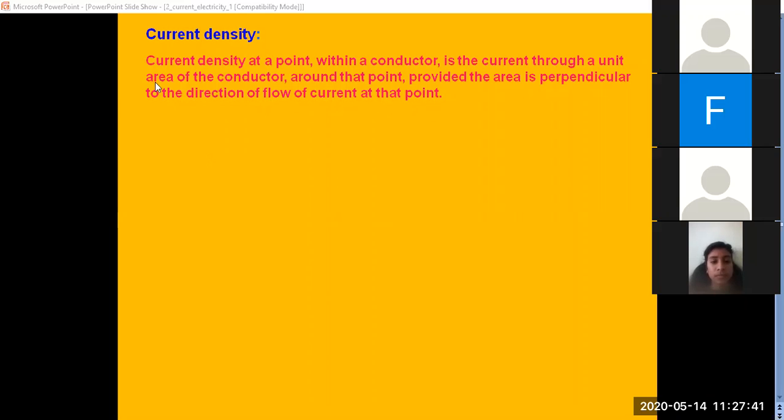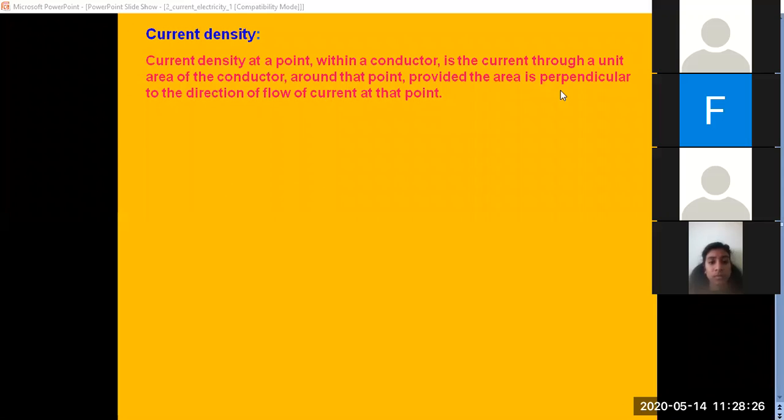It is the current through unit area of the conductor. So we take a small region. Unit area means 1 meter this side and that side, around that point. So you take a point, and surrounding that point for 1 unit area, how many electrons are present? That is the meaning of current density. How to define current density: it is the current through unit area of the conductor, and you should consider a point. Surrounding that point, 1 meter this side and that side, how much current is produced? That is called your current density.